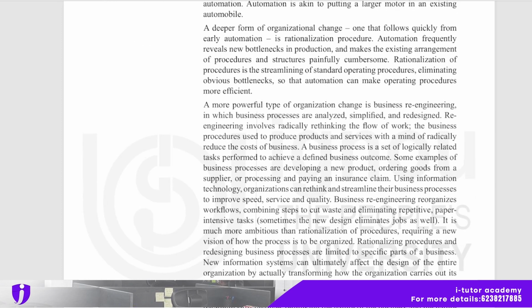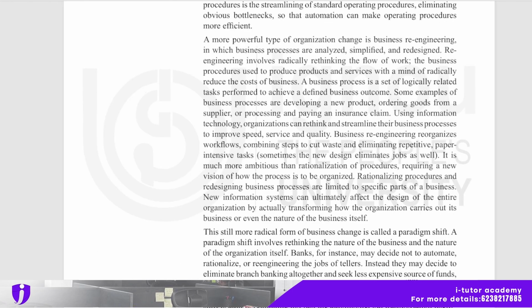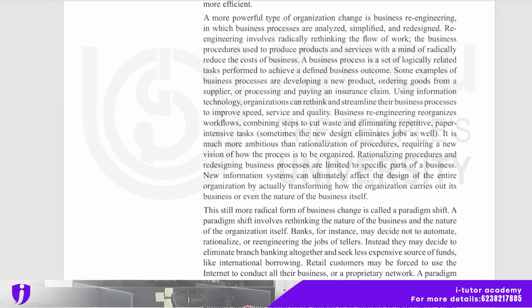And a deeper form of organizational change, one that follows quickly from early automation, is rationalization of procedures. Automation frequently reveals new bottlenecks in production and makes the existing arrangement of procedures and structures painfully cumbersome. Rationalization of procedures is the streamlining of standard operating procedures, eliminating obvious bottlenecks so that automation can make operating procedures more efficient.